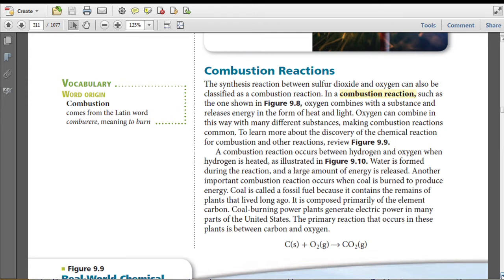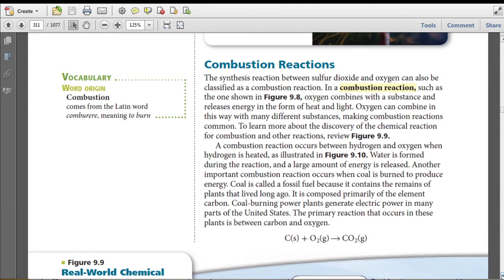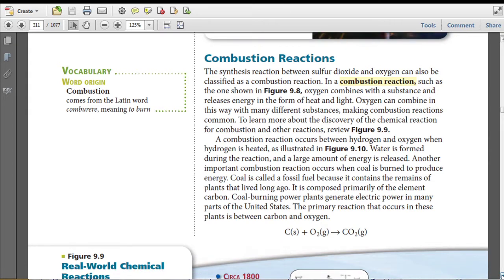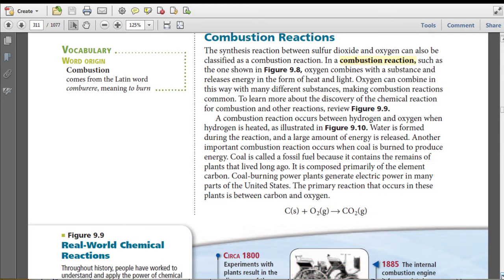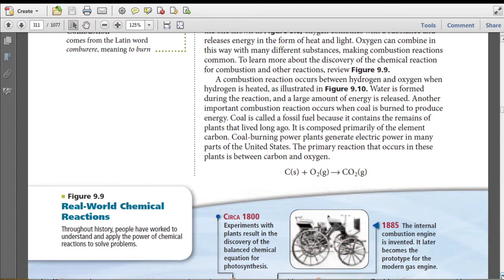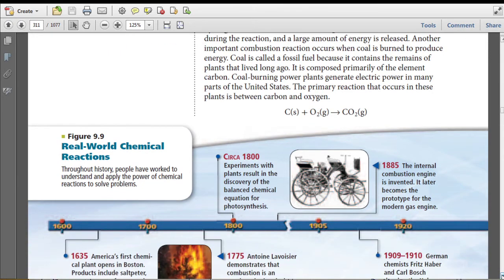Another important combustion reaction occurs when coal is burned to produce energy. Coal is called a fossil fuel because it contains the remains of plants that lived long ago. It is composed primarily of the element carbon. Coal-burning power plants generate electric power in many parts of the United States. The primary reaction that occurs in these plants is between carbon and oxygen, which usually results in the production of carbon dioxide gas.